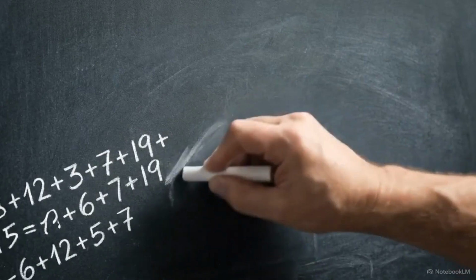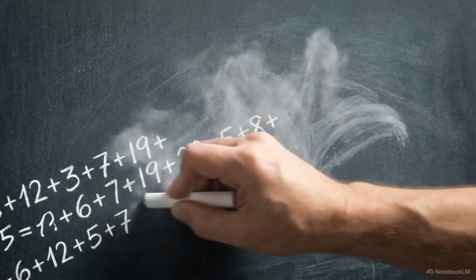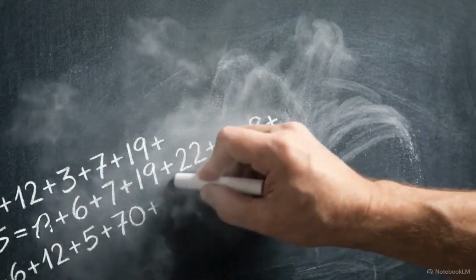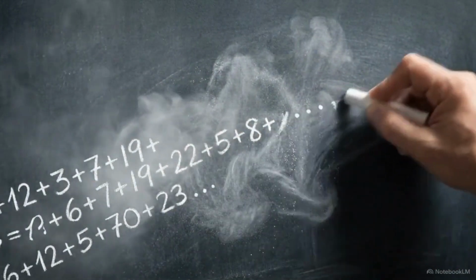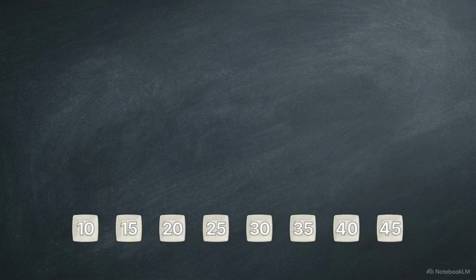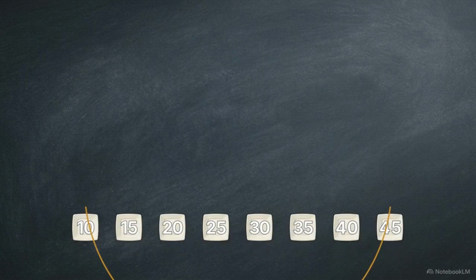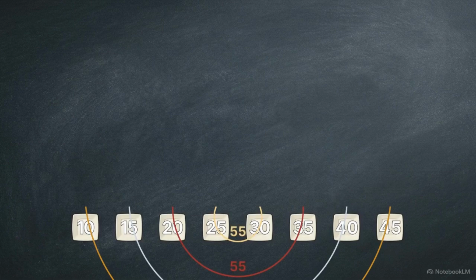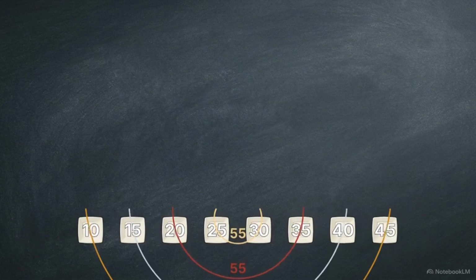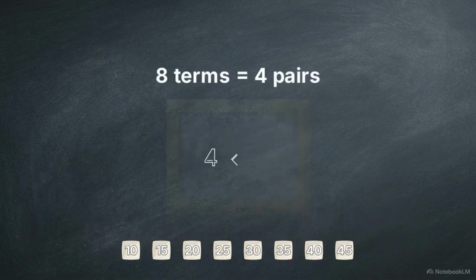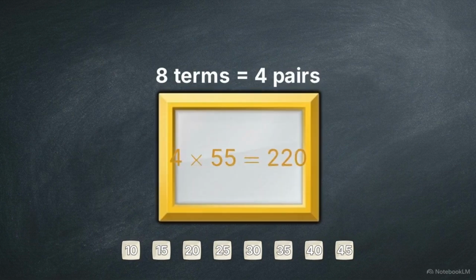Now that the problem is neatly written, we still have to calculate the total. Doing that sequentially without a calculator is incredibly slow. There is a hidden structural symmetry. Adding the first term, 10, to the last term, 45, equals 55. Stepping inward, 15 plus 40 equals 55. The 8 terms form 4 matching pairs, each totaling 55. Multiplying 4 by 55 gives our final answer, 220.